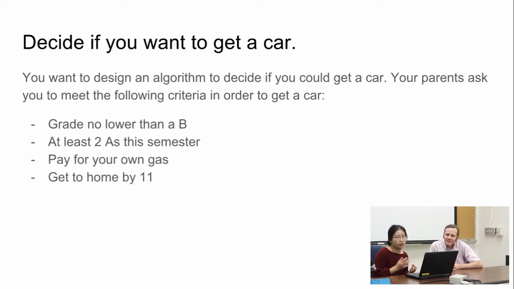Okay. Decide if you want to get a car. You want to design an algorithm to decide if you could get a car. Your parents asked you to meet the following criteria in order to get a car. Okay. So I went up to my parents and I'm like, I want a car. Yeah. And then they tell me the following. Yes. For example, grade no lower than a B. Okay. At least 2 A's in the semester. Okay. Pay for your own gas and get home by 11. And okay, so that means they're going to pay for the car and the insurance. Yes. So if you think about it, what are the input and output in this case? The inputs are your grades.